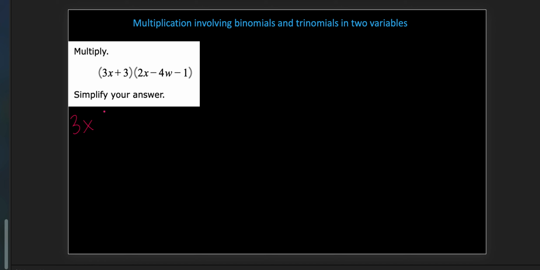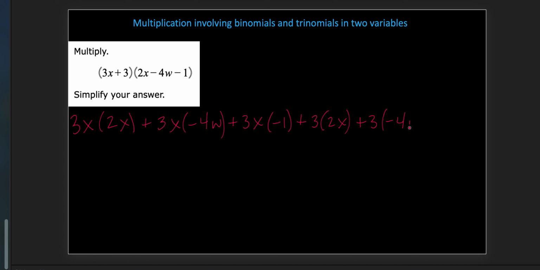3x times 2x plus 3x times that negative 4w plus 3x times that negative 1 inside the parentheses. And then I have 3 times each thing. So that's plus 3 times 2x, and then plus 3 times negative 4w, and then plus 3 times negative 1. That is a string of algebra right there.